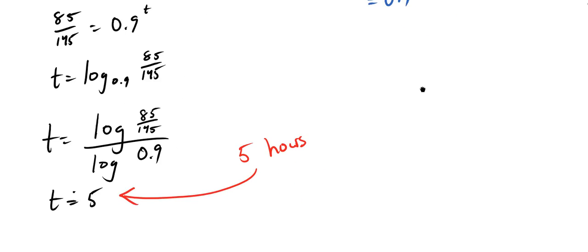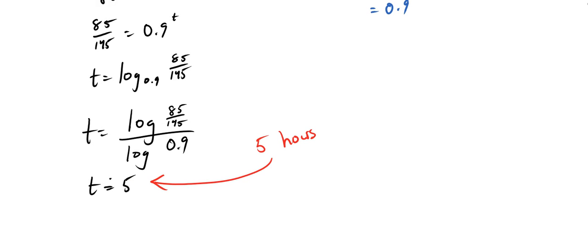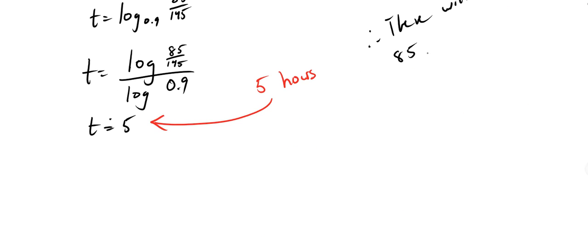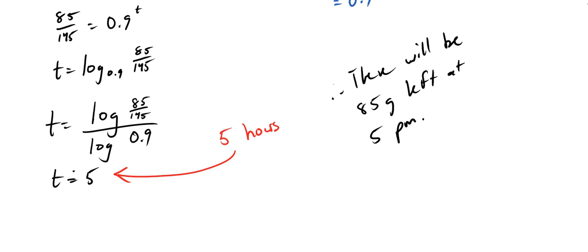But the question said it started at noon. So at 5 p.m. there will be 85, what is it, grams, milligrams? What is this? Grams. Grams left at 5 p.m. It started at noon, so 5 meant 5, but be careful because it might not always, right? If it started at 9 in the morning or 7 in the morning when they open the pool or something like that, then you'd have to do that calculation, so be careful of that. Any questions? That's one type.